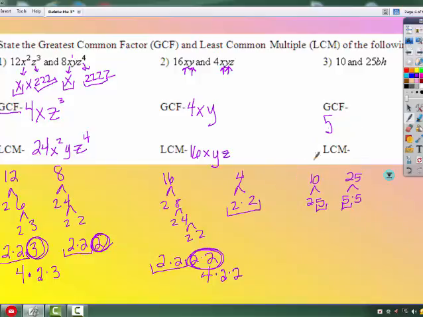So I'm hoping this last one is fairly simple. GCF times the unused factors would give us an LCM of 50. You pick the variables with the highest power, the b and the h.